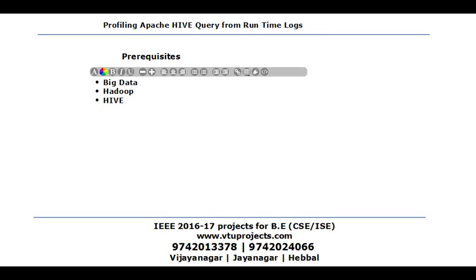The first one, big data. What do you mean by big data? As the name itself indicates, data of huge size. Data which the processor cannot handle in a simple way, data which we cannot analyze in a simple way. Something which is huge, we call it big data.